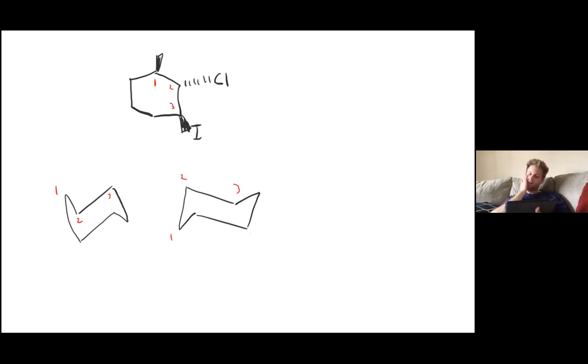There we go. Okay. So I'm going to start by just drawing in our axial positions. This one should point up. This one should point down. This one should point up, down, up, down here. Our equatorial should be the opposite direction going out.